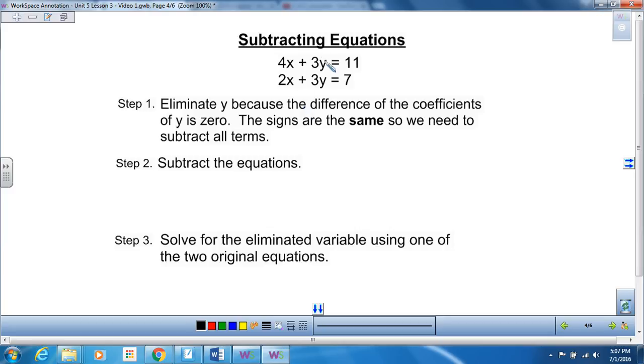Subtracting equations is the same kind of thing, except we subtract when it's the same number and the same sign, because the difference would be 0 if you did 3y minus 3y. The signs are the same, so we subtract. If you want to remember the difference, same and subtract. Both of those start with S. So let's subtract these.